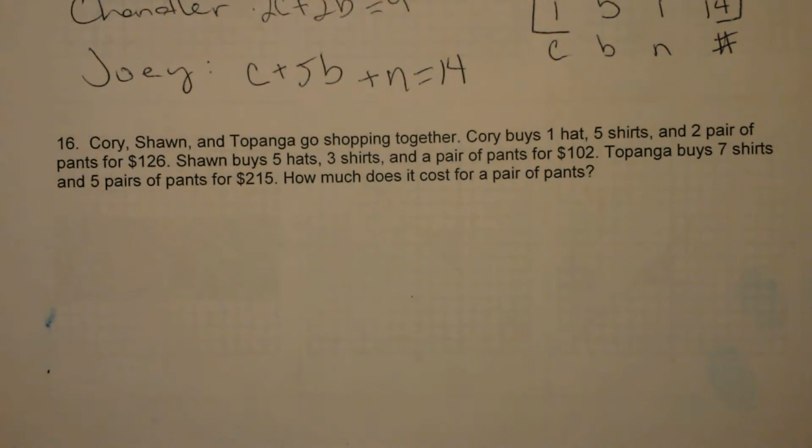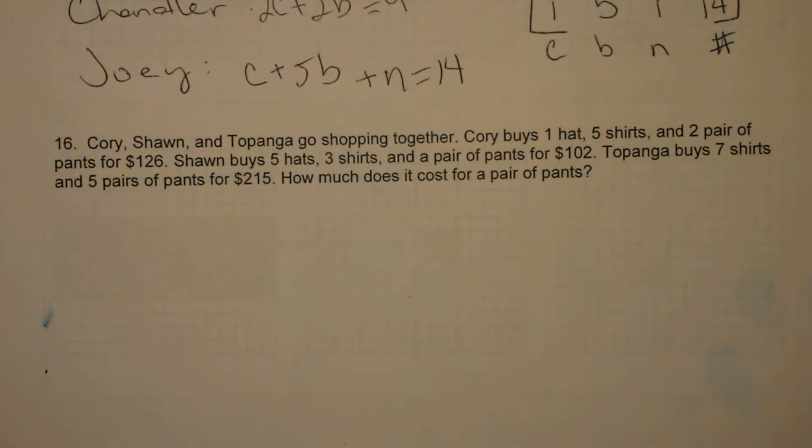So the next one says, Corey, Sean, and Topanga go shopping together. Corey buys a hat, 5 shirts, 2 pairs of pants for $126. Sean buys 5 hats, 3 shirts, and a pair of pants for $102. Topanga buys 7 shirts and 5 pairs of pants for $215. So what does it cost for a pair of pants? So again, you have to look at each person separately and set up an equation for each person.